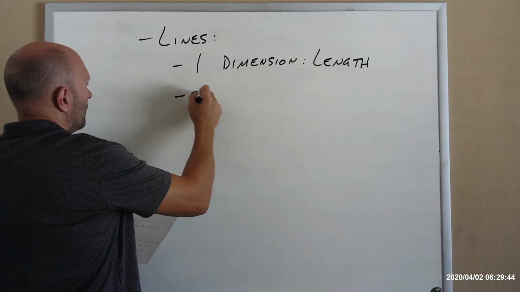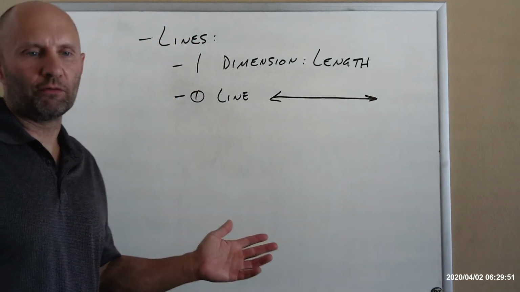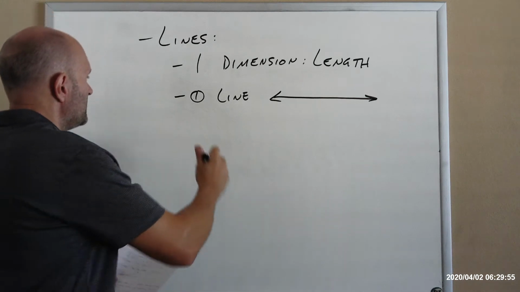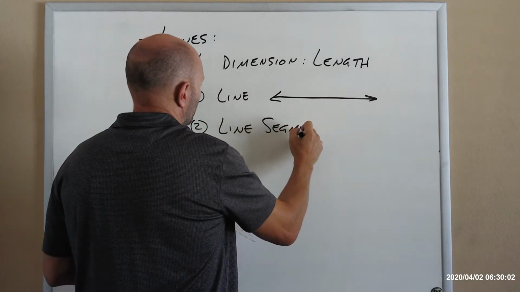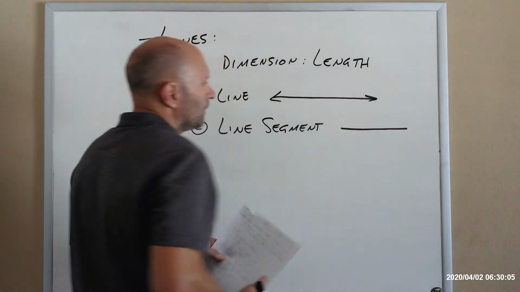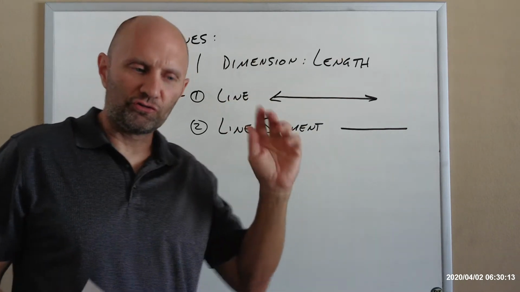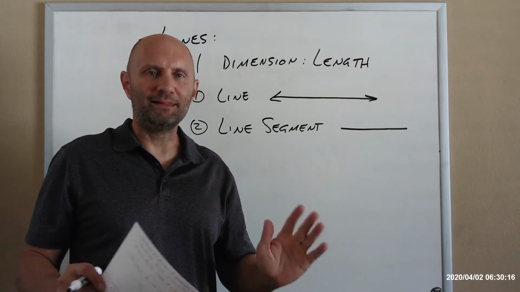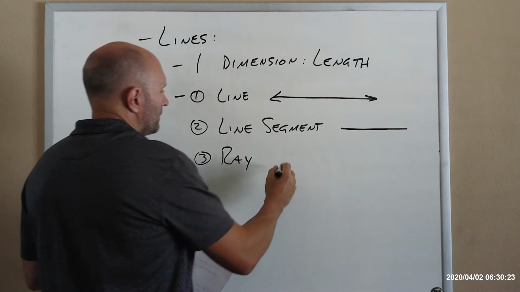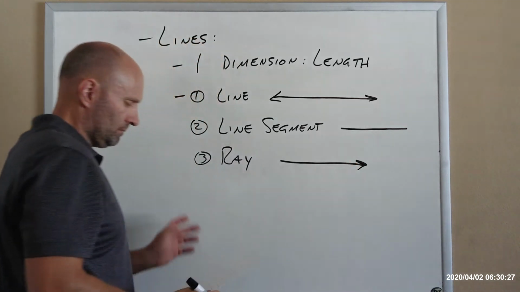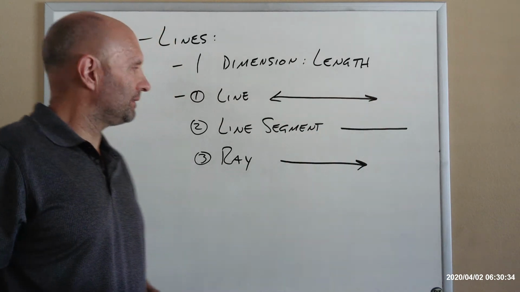We have a line, which goes on in both directions forever. And we notate that with the arrows on each end. We also have a line segment. So that's just what we would call a line, but no arrows on either end. So it just starts at one spot, ends at another point. That's a line segment. And then third is what's called a ray. And this starts at one point, goes on forever in some direction. Again, notated with the arrow at the end, indicating that it's going on forever.